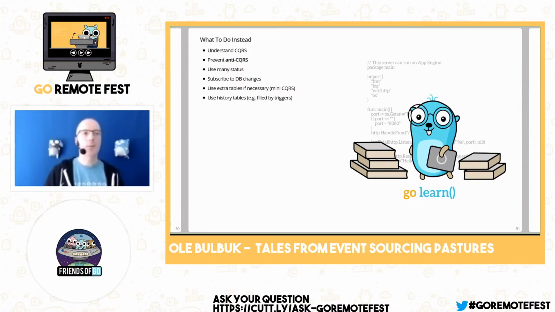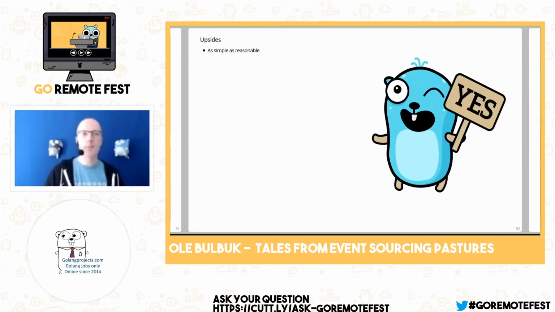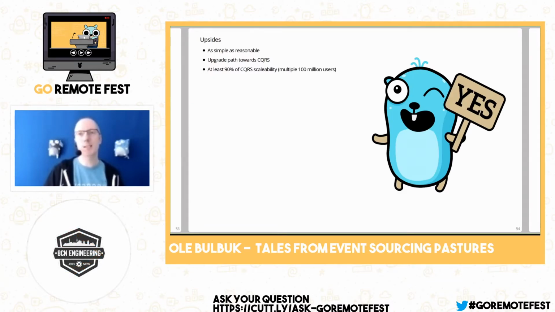And of course, you can use history tables for traceability and debugging, or even legal purposes or something like this. They can often be filled by triggers, so you don't have to care about it much in the programming language. And so that's all quite nice, and it gives us quite some upsides. It's all as simple as it is really reasonable, I think. And you have a quite nice upgrade path towards something like CQRS, and you get at least like 90% of the scalability too. With sharding and so on, you can go quite a long way.